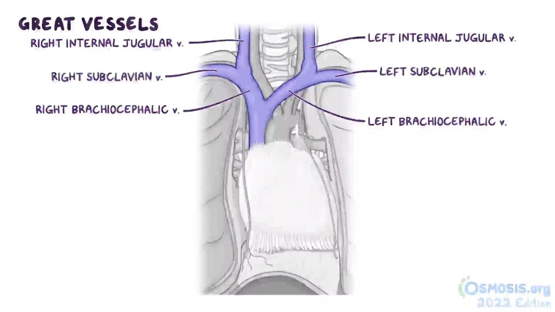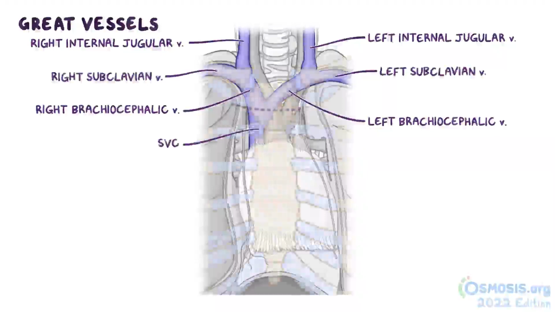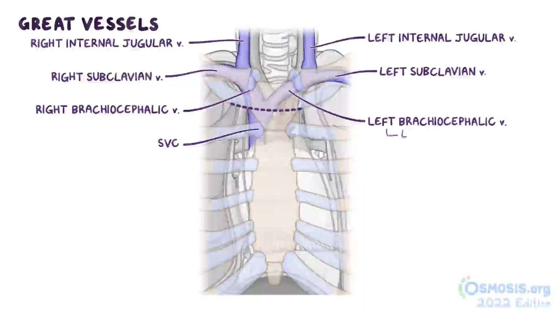Then, the brachiocephalic veins join to form the SVC at the level of the inferior border of the first right costal cartilage, with the left brachiocephalic vein being longer than the right one, since it has to travel farther to drain to the right side of the heart.